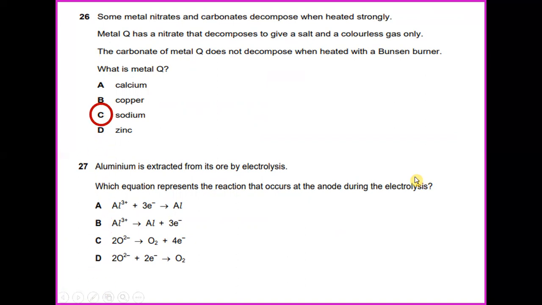Aluminium is extracted from its ore by electrolysis. Which equation represents the reaction that occurs at the anode during the electrolysis? The justification for this answer is that the half equation would be 2O2 negative to form O2 plus 4e negative. So oxide ions lose electrons, and oxidation is loss of electrons. So the answer for this would be C.